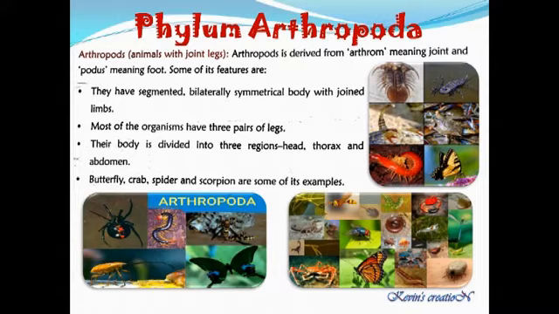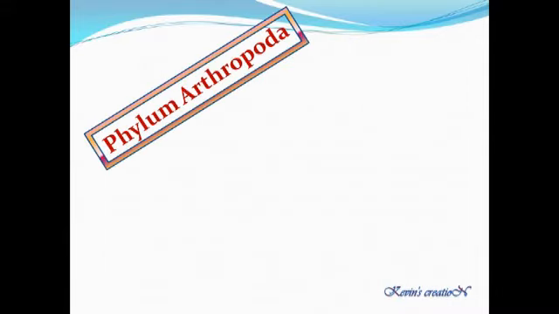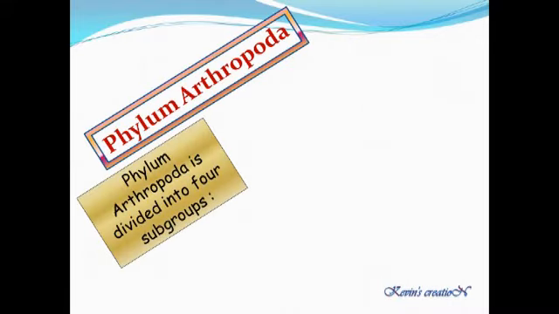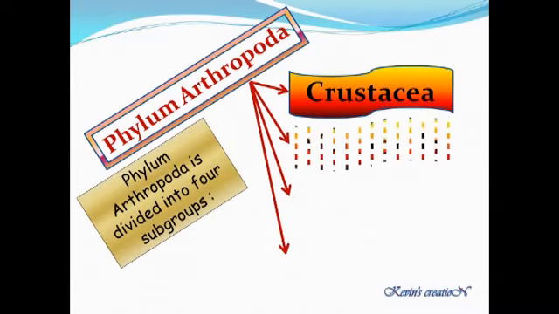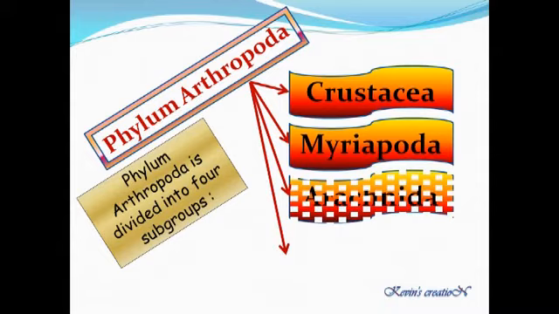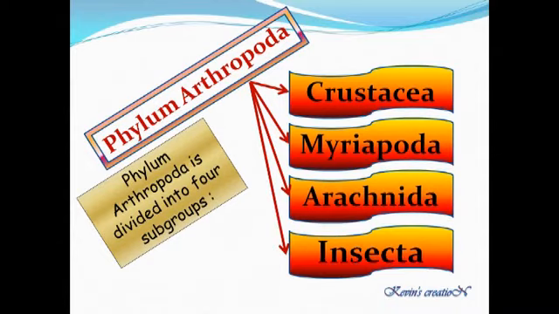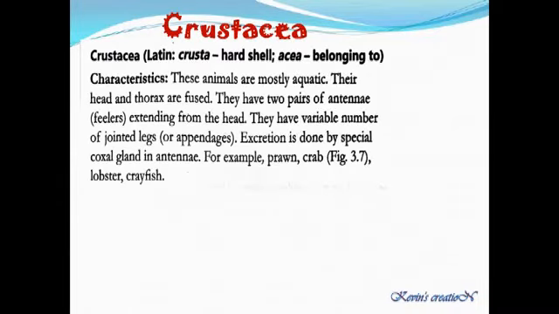Now this phylum Arthropoda, as I told you in the beginning only, that they are divided into 4 subgroups. Okay, so these are the 4 subgroups: Crustacea, Myriapoda, Arachnida and Insecta. So very fast we'll be discussing all these 4 subgroups. It is not there in your book, but it is important to know. Beginning with Crustacea.